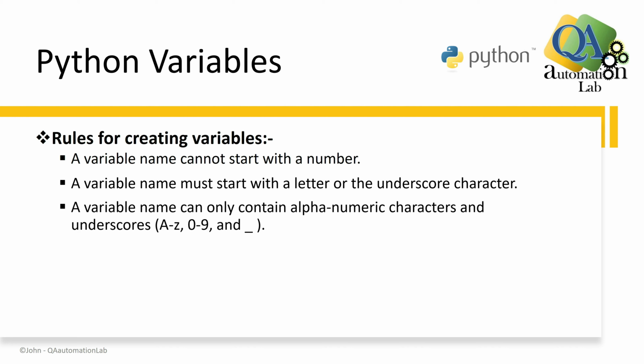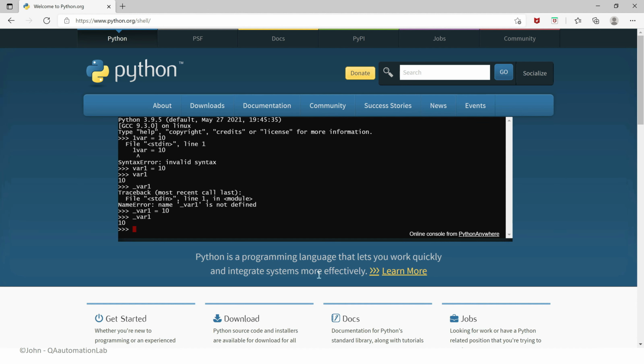The third one is a variable name can only contain alphanumeric characters and underscores. It can be either A to Z, 0 to 9 and only the underscore symbol. And one more thing, variables are case sensitive.